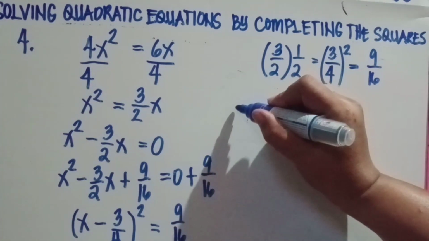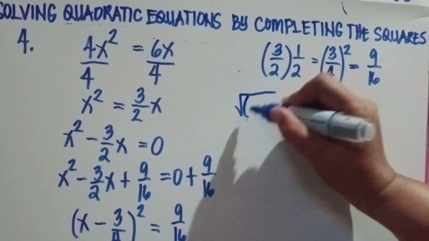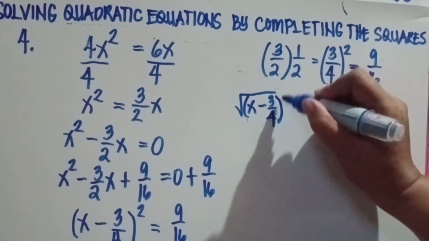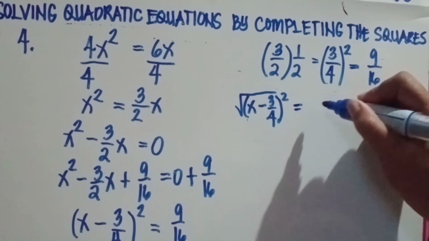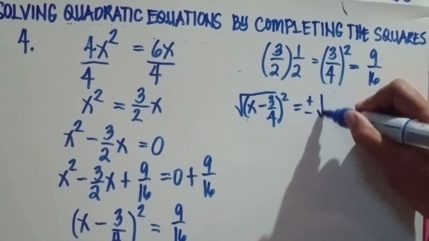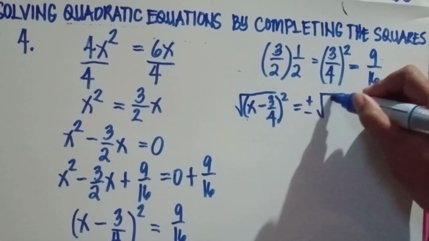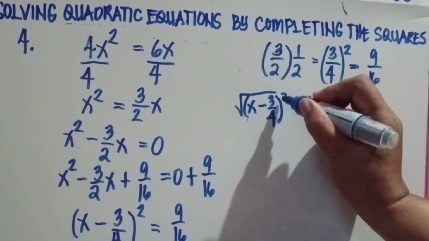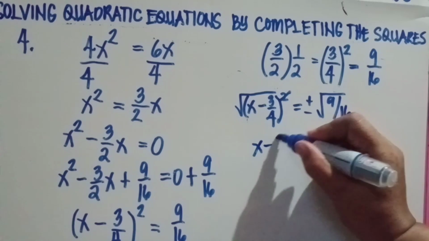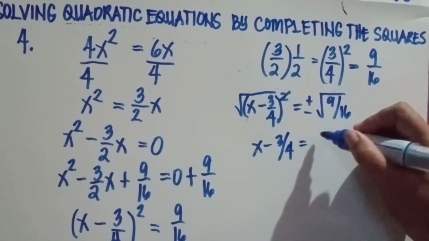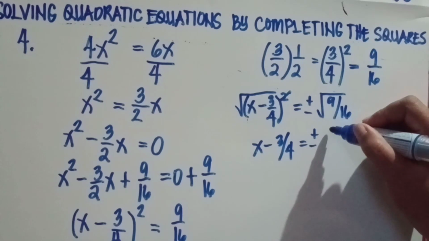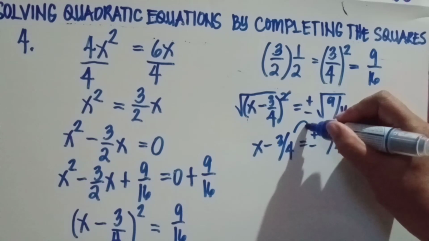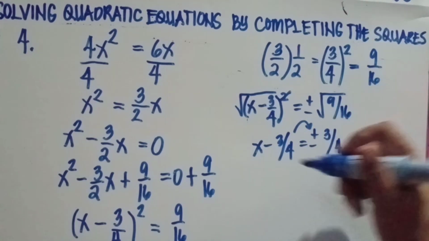Then, extract the square root on both sides of the equation. So, we have square root of (x − 3/4)², then equal to positive, negative, square root of 9/16. So, we have now x − 3/4, then this is equal to positive, negative, square root of 9 is 3, then 16 is 4. Then, lipat natin si 3/4 sa right side of the equation.